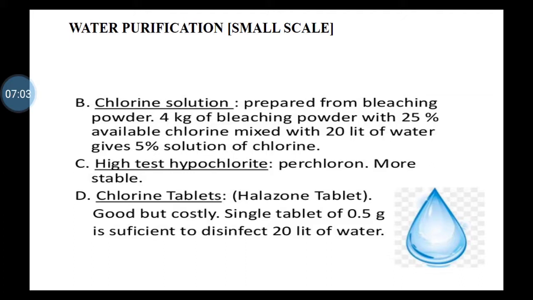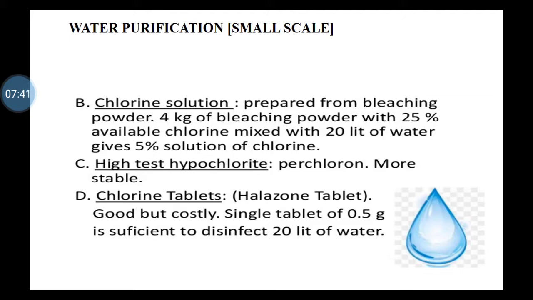That gives 5% solution of chlorine, isn't it? And that chlorine solution can be used for purification of water. Then other compound is high test hypochlorite. The short form is HTH, isn't it? You must know high test hypochlorite. It is a calcium compound, isn't it? It is also called perchlorone. It is the stable compound, calcium compound, and it contains maximum amount 65 to 75% of available chlorine.